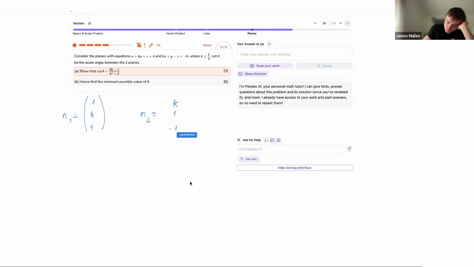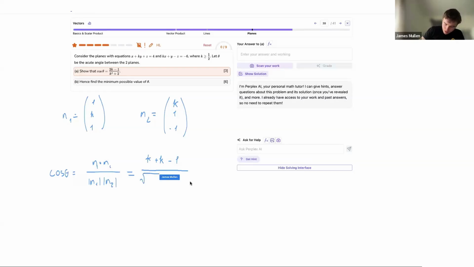(k, 1, -1). Okay? So I can say that cosine of theta is going to be the dot product of n1 and n2 divided by the magnitude of n1 times the magnitude of n2. All right? What is that going to give me? That's going to give me k plus k minus 1 over the magnitude of n1, which is going to be the square root of k squared plus 2.